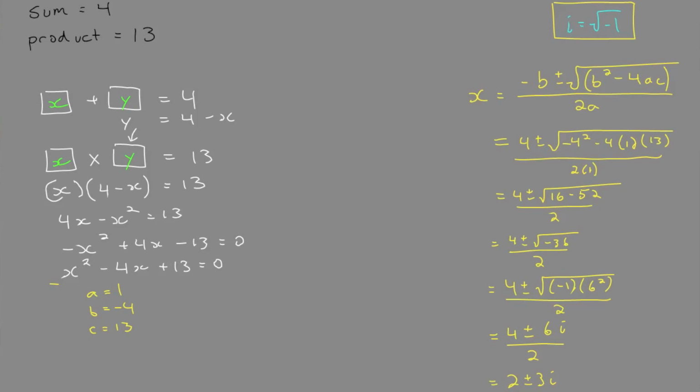And this form that it's in is a complex number, where we have our number or constant, and then our imaginary number. Imaginary number always is written last.